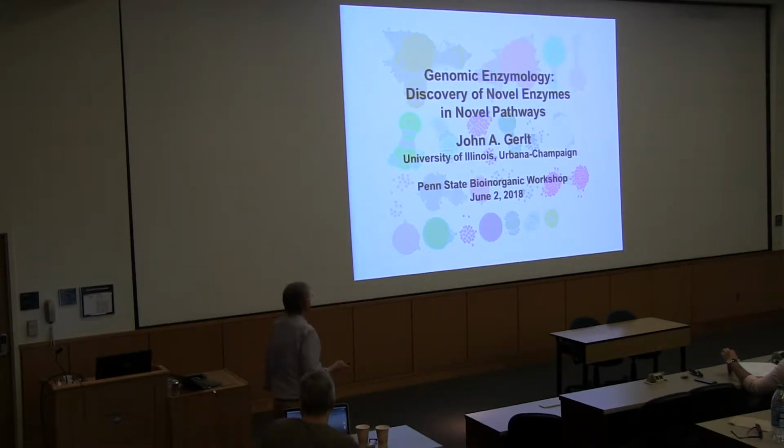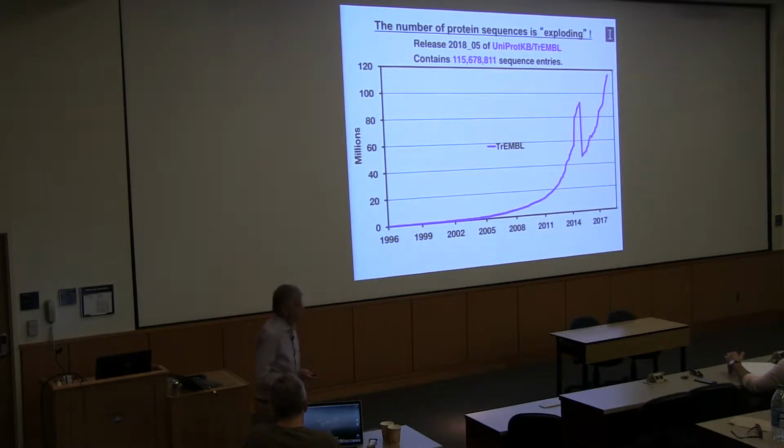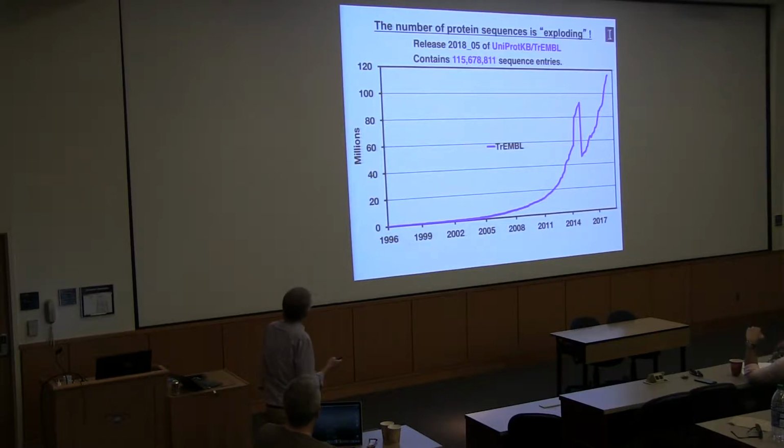Okay, so the problem that we're all confronting is that it's very easy now to determine the sequences of genomes, and this is a plot of the number of sequences as a function of time in the UniProt database, and this is actually the TrEMBL database, which is the automatically annotated part of the UniProt database. The UniProt database is maintained by EMBL-EBI in Europe. And as you can see, the number is increasing rapidly. This now, as of about a week ago, contains nearly 116 million sequences.